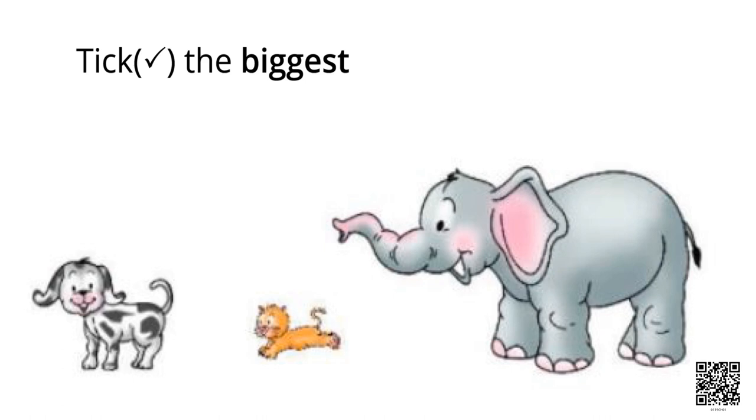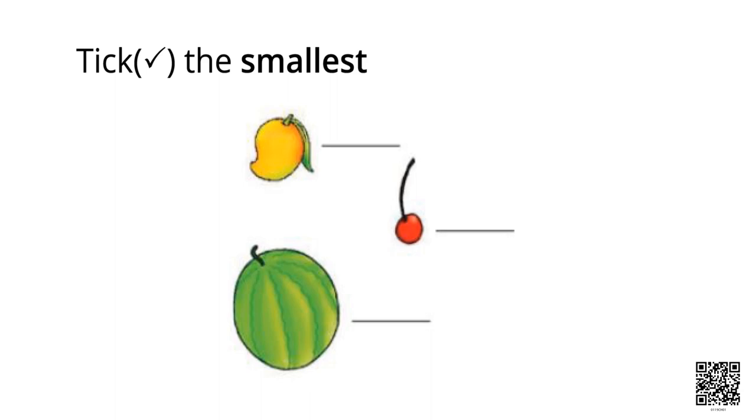The first one, the middle one, or the last one? The last one. Elephant. Very good. Yes, elephant is the biggest of all three animals in this picture. So let's put a tick mark here on the elephant. Great job.